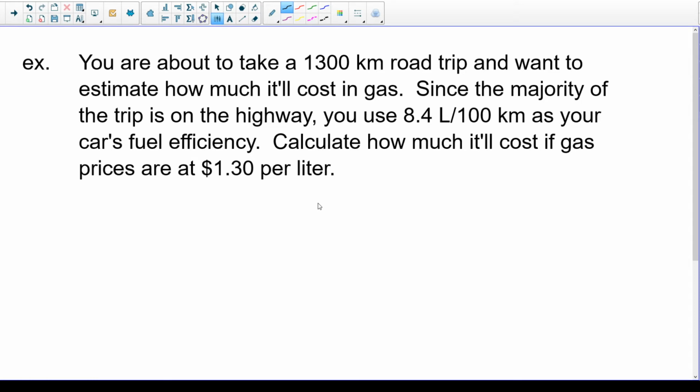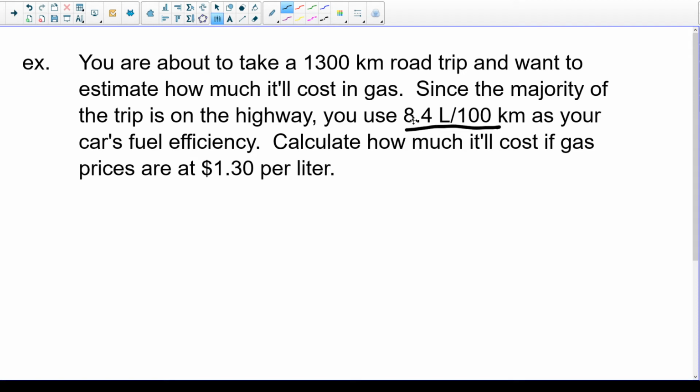I'm just using the data from the slide before for the Honda. You are about to take a 1,300 kilometer road trip and want to estimate how much it'll cost in gas. Since the majority of the trip is on the highway, you use the 8.4 liters per 100 kilometers as your car's fuel efficiency. So this is an option. It really depends on how often you're going to be in cities and highways, but if you're going 1,300 kilometers, you're probably going to be on the highway more often than in the city. But that depends on your trip. So if you'd rather use the average of the two numbers, that's fine.